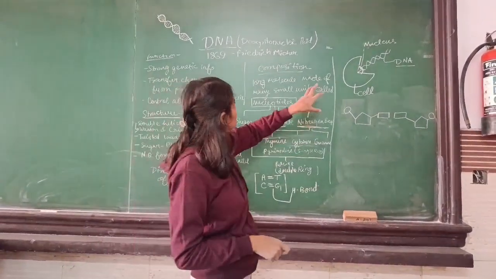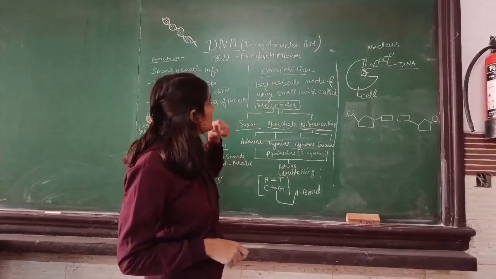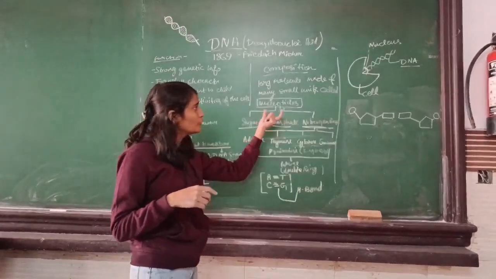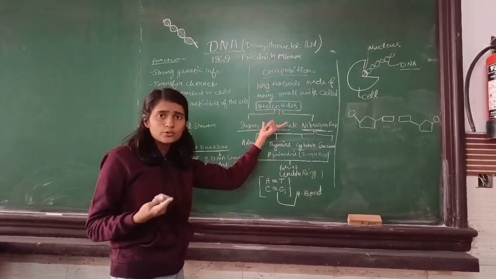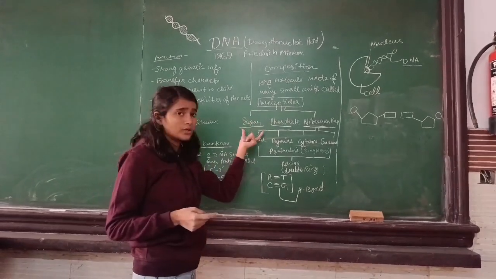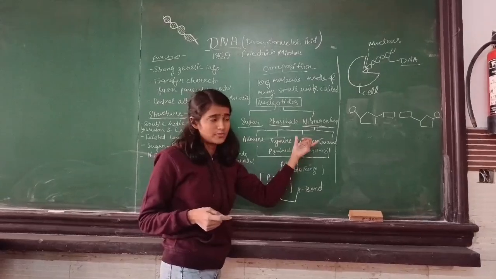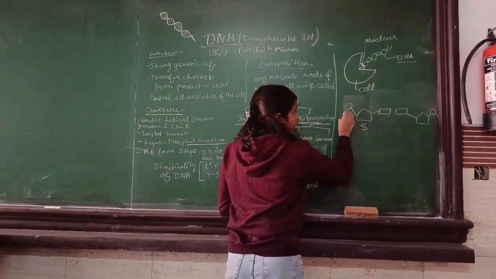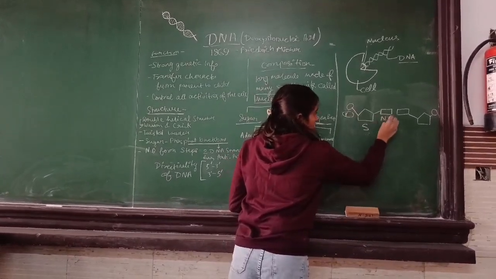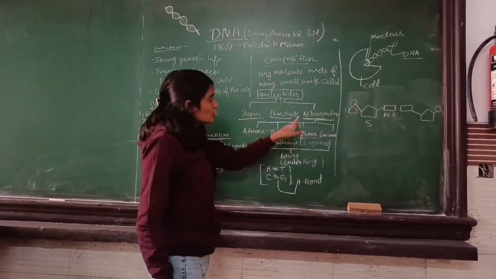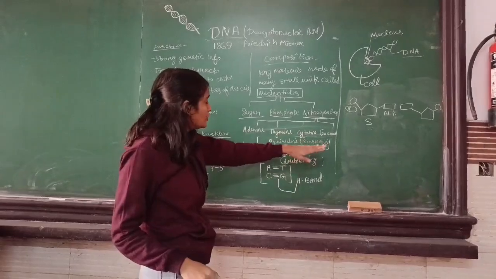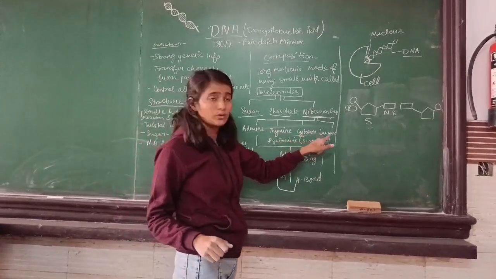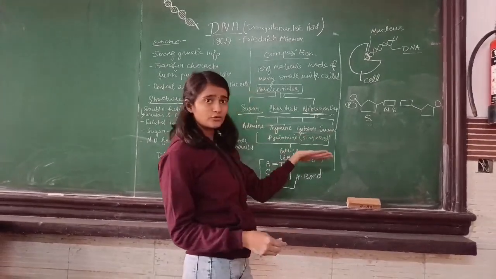Now let's talk about DNA composition. It is a long molecule made up of small units of nucleotide. What is a nucleotide? A nucleotide has sugar, phosphate, and a nitrogenous base. Here we can see this one is your sugar, phosphate, nitrogenous base. The nitrogenous base is again divided into 4 groups, which are adenine, thymine, cytosine, and guanine. What are these nitrogenous bases?